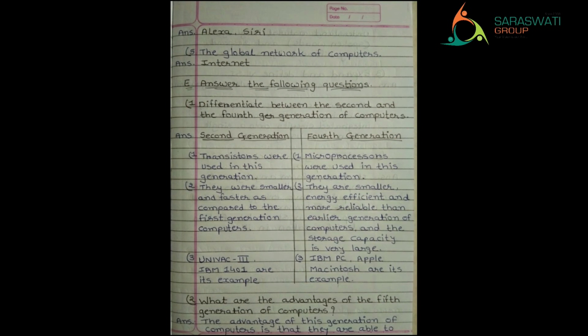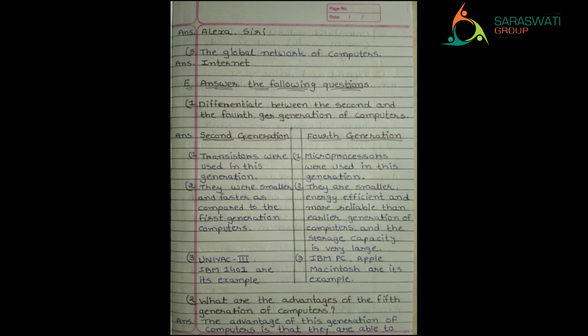The fifth one, the global network of computers through which we can connect our computer to any corner of the world, right? And we can search anything and everything. We can communicate with people living in a different part of the world, right? So that is the global network, the internet, right? So that was the D section.